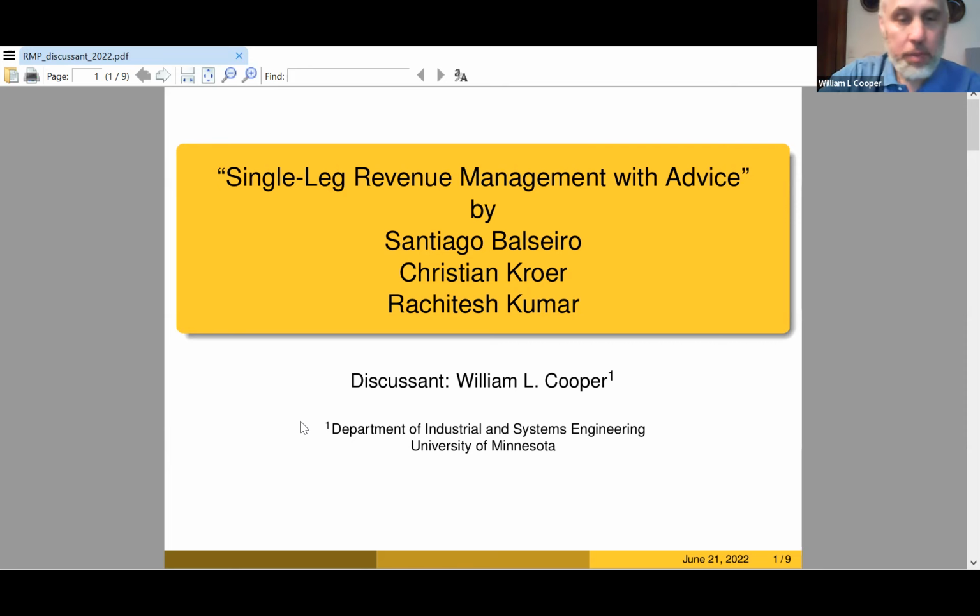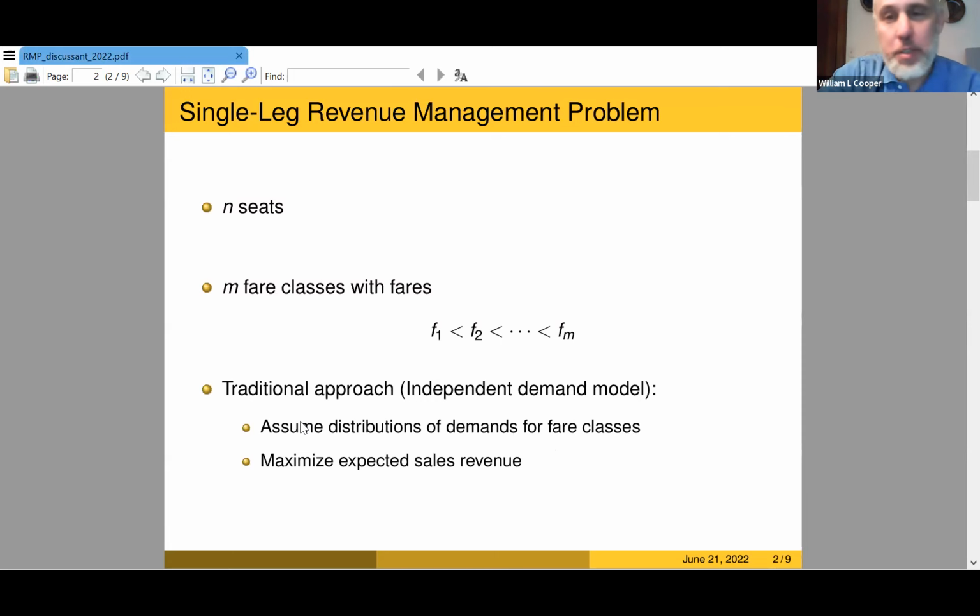I need to be able to move forward. Okay, there we go. So the basic setup of the problem is a single leg revenue management problem. This is one that's been around for quite a long time. There are N seats on the flight, and there are M fare classes. They're ordered so that fare 1 is the lowest fare, and fare M is the highest fare.